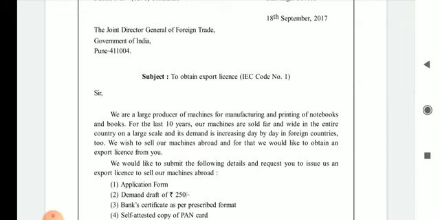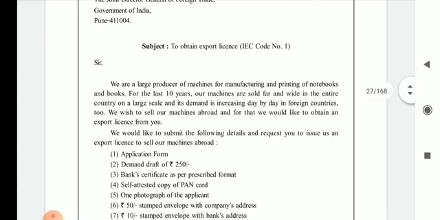See, the Joint Director General of Foreign Trade is the designation of the authority who deals with the government of India and handles this type of concern. Government of India, Pune. This is the address of the receiver of the letter. In the subject, to obtain the export license. You want an export license.